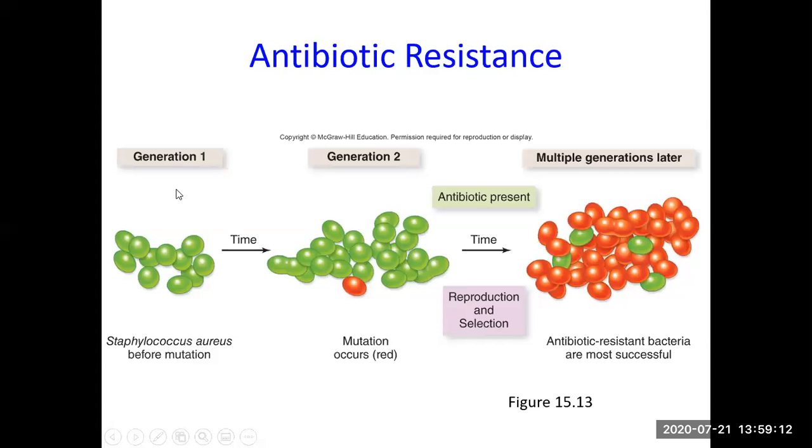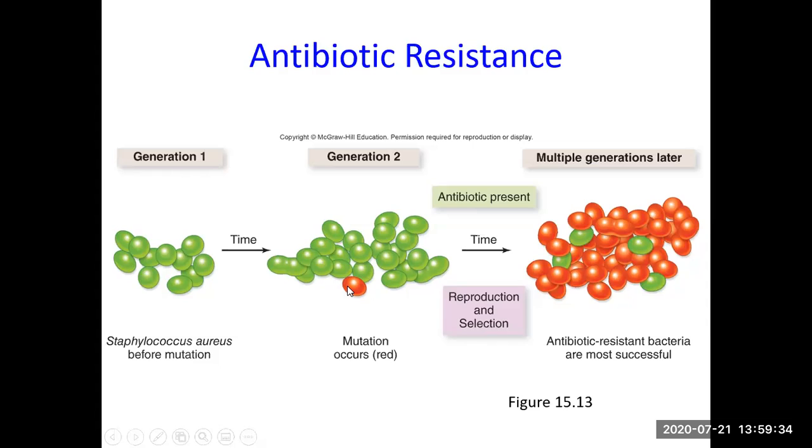So this could be, let's say, a bacterial colony. This is a very common bacteria called Staphylococcus aureus. This is how it looks before mutation. And this wants to infect people. Whenever it infects us, we just take antibiotics like azithromycin or something, and then we are fine. Now let's say over the course of time, one of these bacteria mutated and became red.